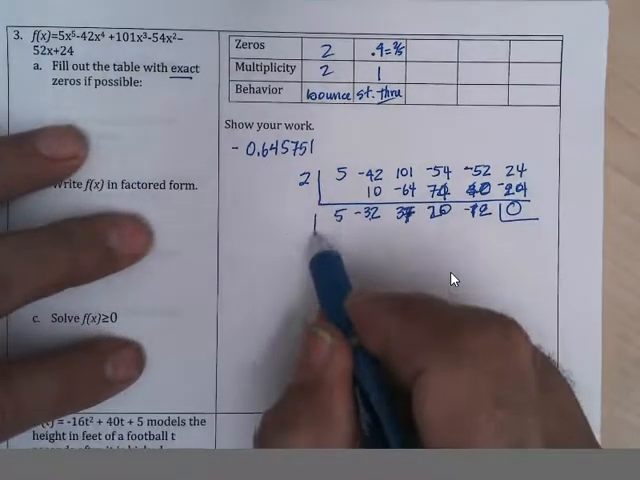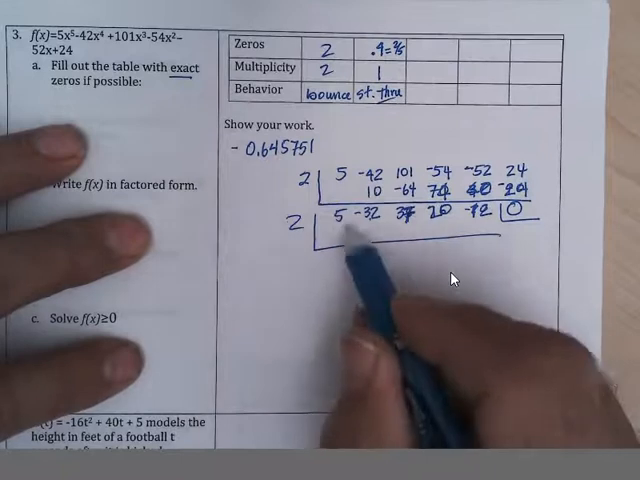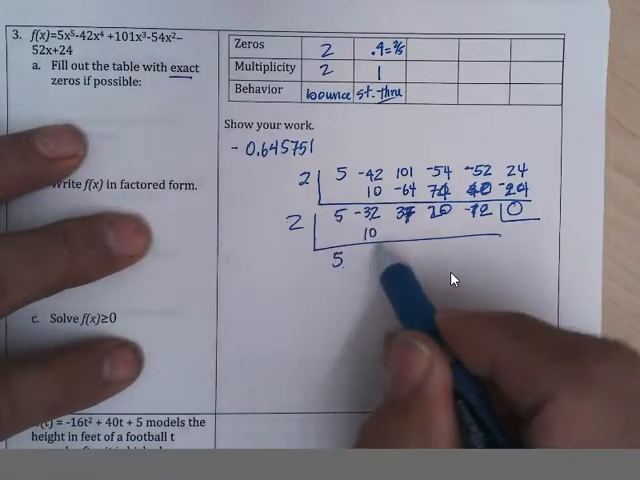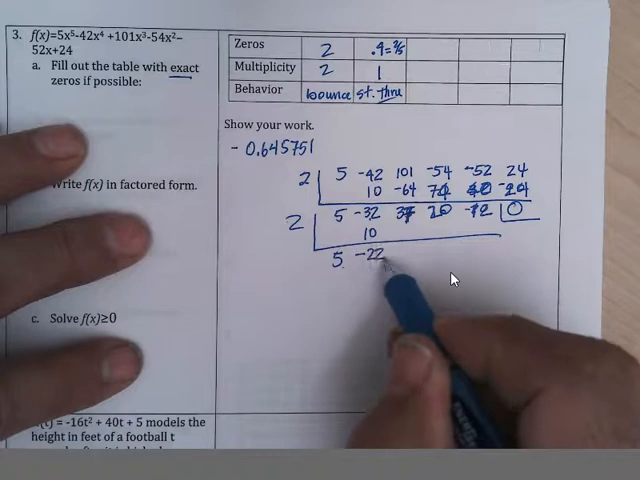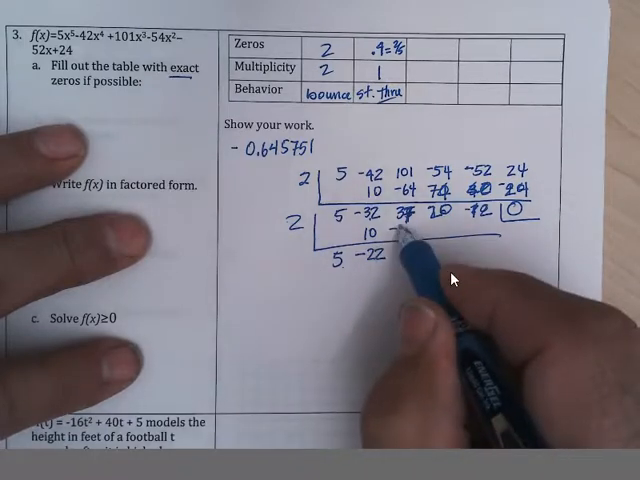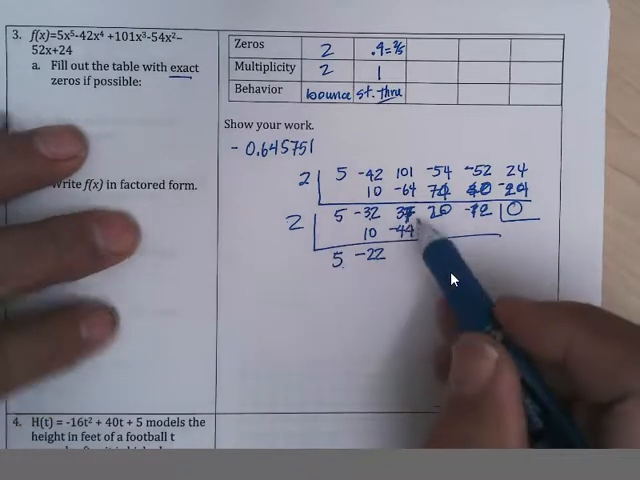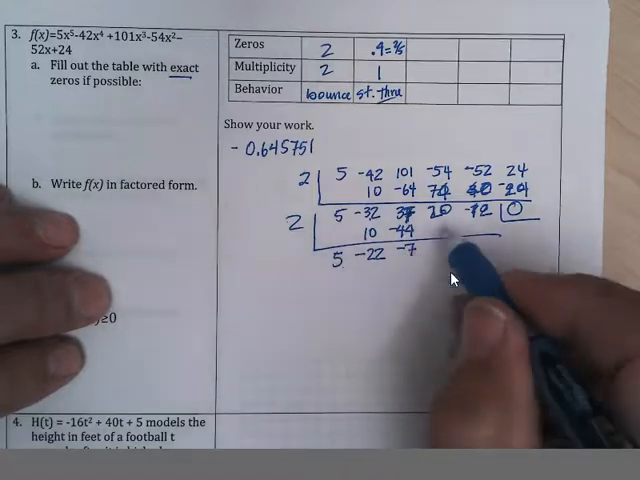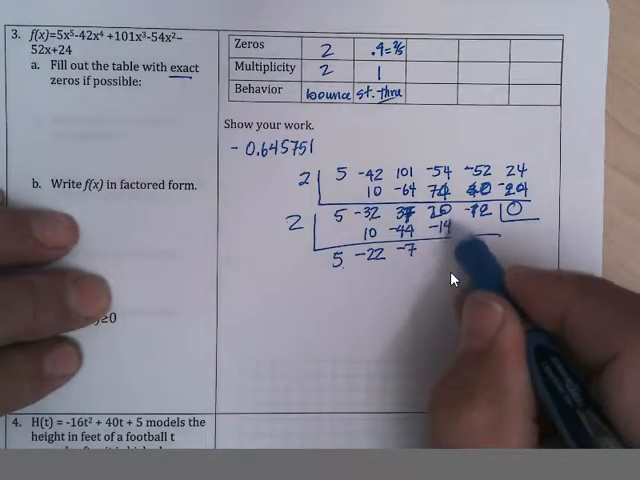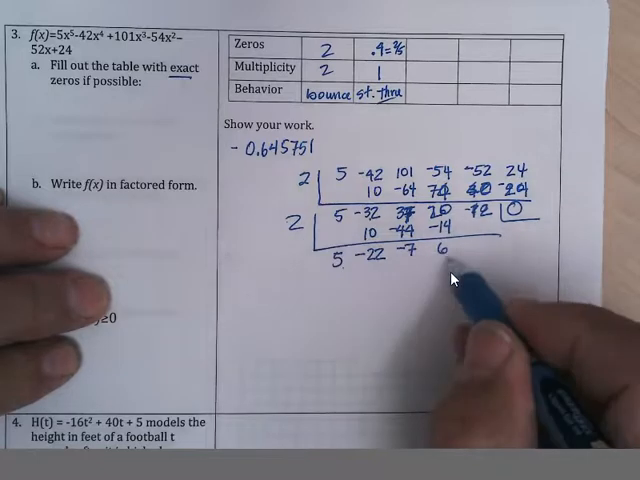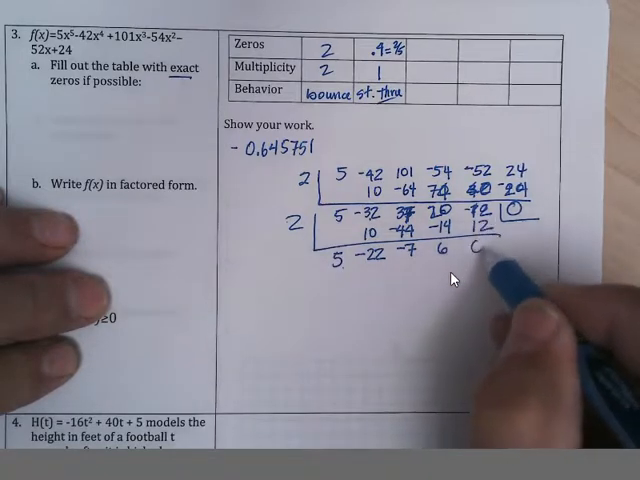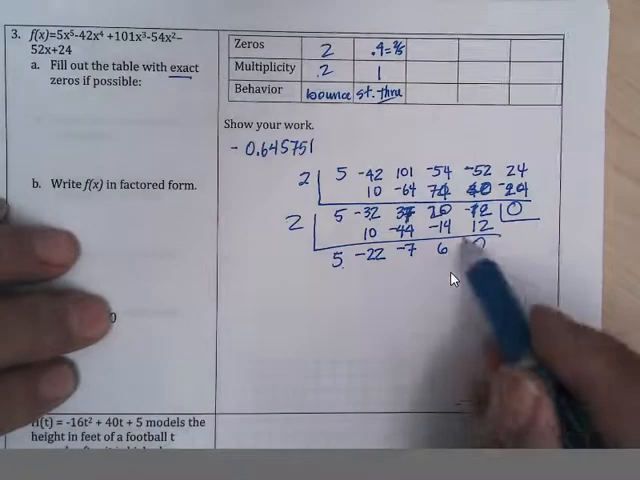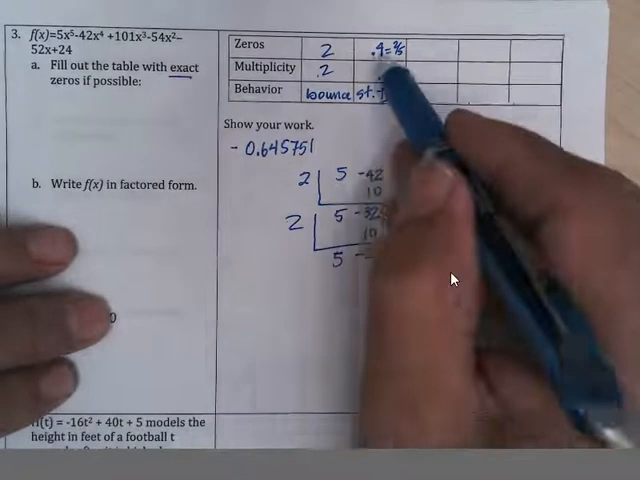Okay, now 5 plus 0 is 5 times 2 is 10 minus 22 is minus 44. That's minus 7 times 2 is minus 14. That's plus 6 times 2 is 12, 0. That's how many times I expected it to go in evenly. And now I'm going to do the 0.4.